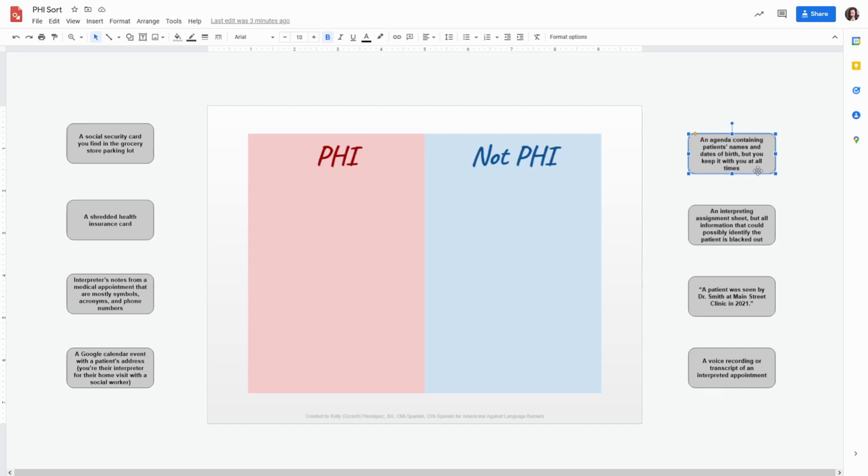So this one is one of those where it's really difficult to make the argument that it's not PHI. So I always just put it under PHI. Just because you keep it at all times with you and you keep it safe, that doesn't mean that it just suddenly stops being PHI. That information is still PHI. It can still be misused in the wrong hands.